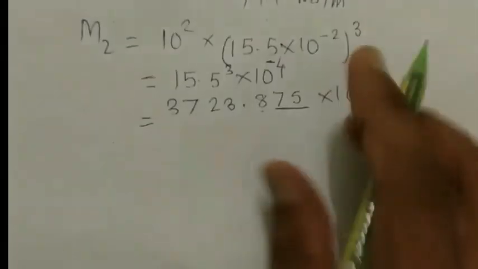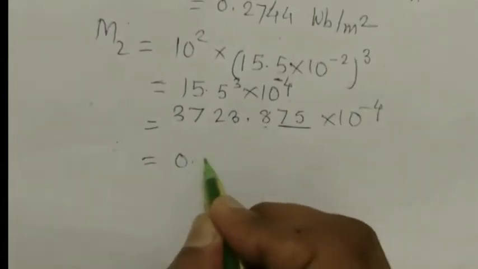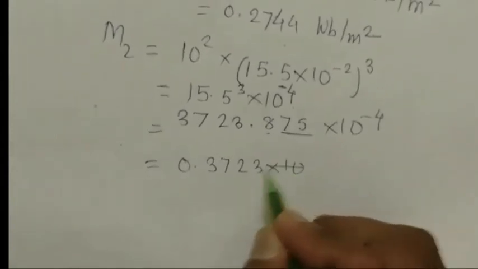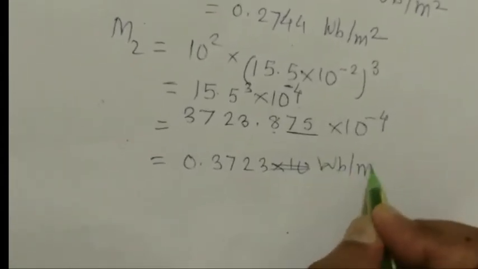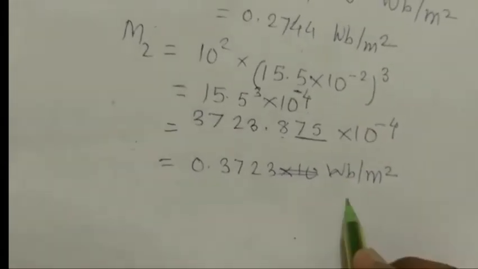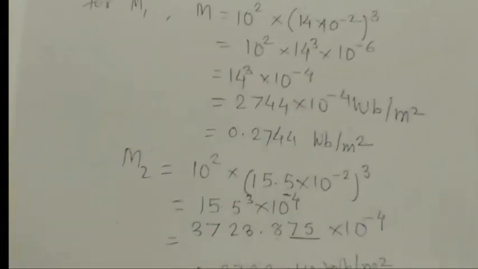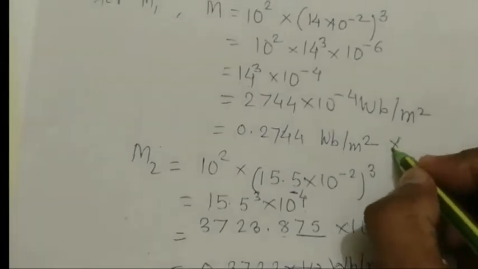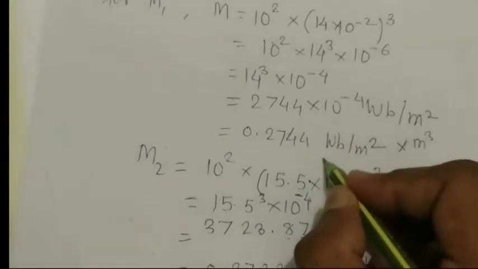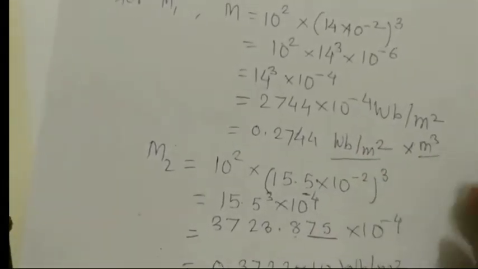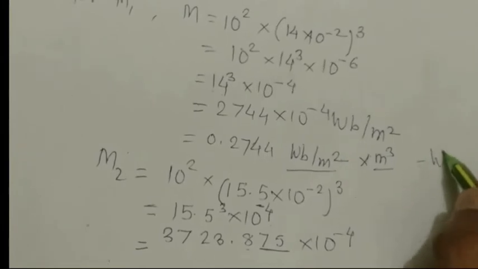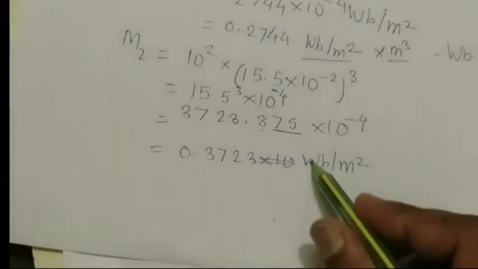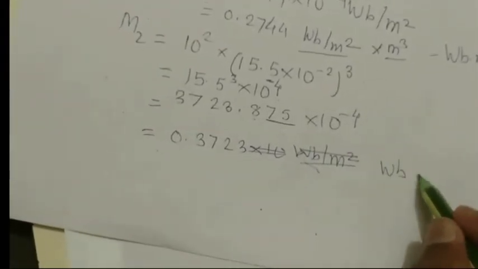When we convert, we can write 0.3723 into 10 to the power, Weber per meter square. So this is the magnetic moment of the second magnet. The unit here should not be Weber per meter square, because that is the unit of BH, and we have D cube. So we will have the unit Weber into meter. So here also this is Weber meter.